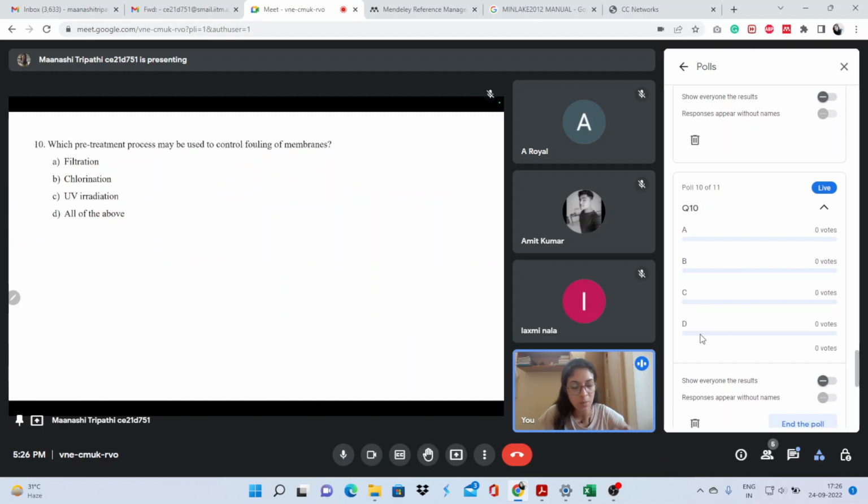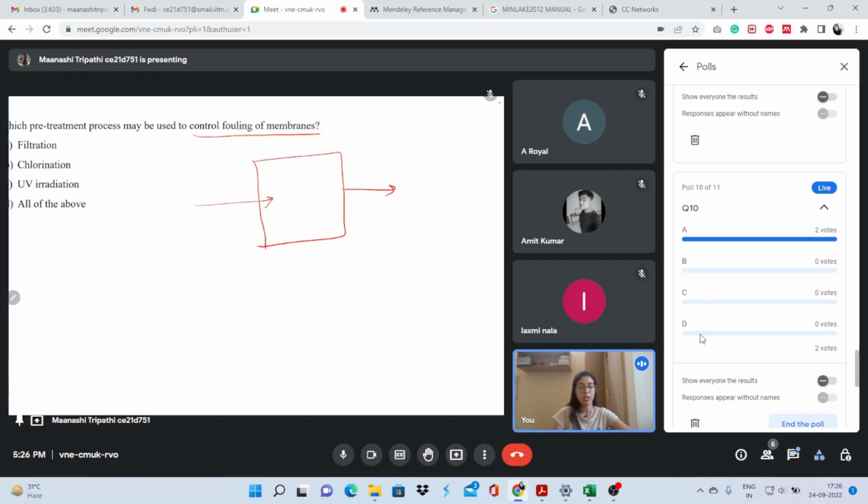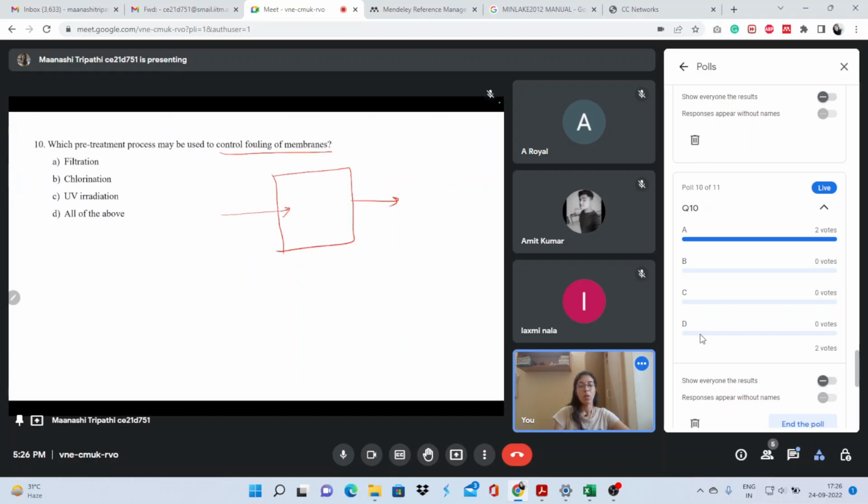Which pre-treatment process may be used to control fouling of membranes? Filtration, chlorination, UV radiation, or all of the above? We are talking about fouling of membranes. We use membranes for tertiary treatment. Tertiary treatment means we use it for the removal of nitrate, sulfate, these things. So what pre-treatment do we do for our water so that fouling, meaning the accumulation of dirty particles or dirt on our membrane, is prevented? To remove that, what pre-treatment do we want?